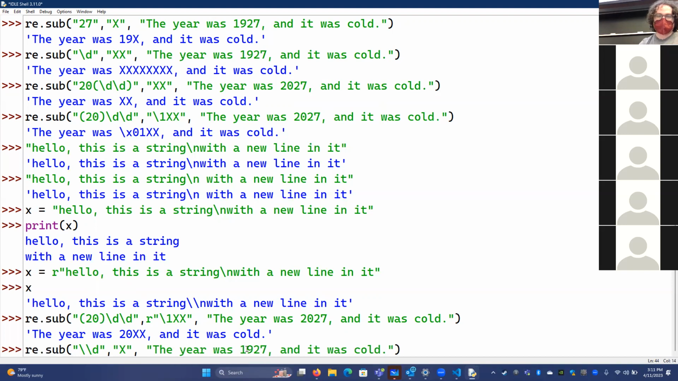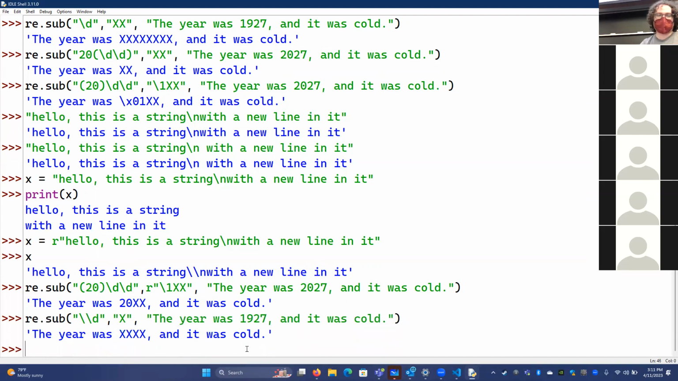So replace any digit with X, and notice it still works. This is an instance of Python being really smart for us, where it says, aha, this is a regular expression, so you probably aren't trying to use an escape character. So let me escape the escape character for you.